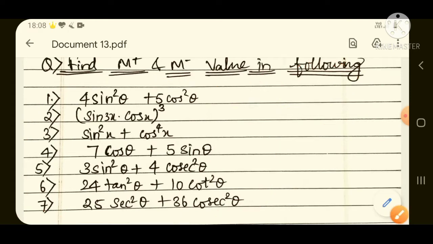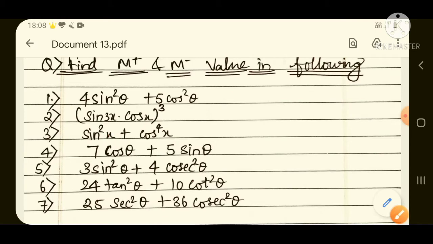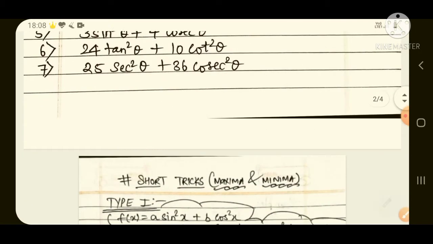Friends, today I am going to tell you a super shortcut which is going to prove a kind of Brahmastra for you to find the minimum and maximum value in these kinds of tough problems where a student gets clean bold. See, 4 sin square theta plus 5 cos square theta, sin 3x into cos 3x to the whole power 3, sin square x plus cos to the power 4x, 7 cos x plus 5 sin x. Similarly, the other 3 problems. So friends, let us move over to the shortcut which I am going to tell you in a few minutes.